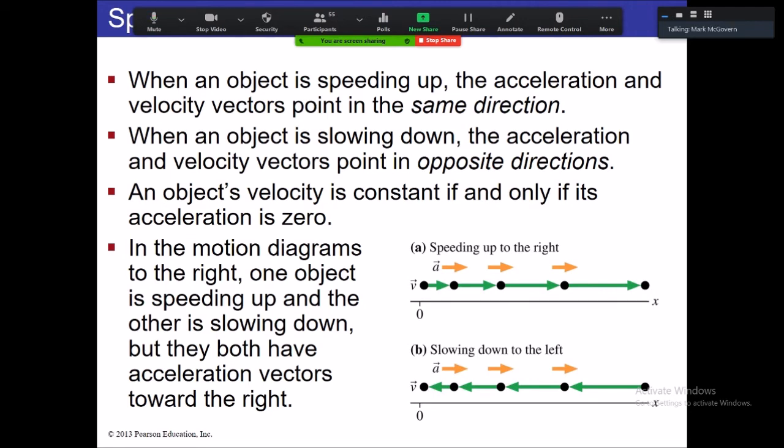Yes, we know speeding up means you go faster. Fine. But from this motion diagram vector standpoint, that's how you ultimately will know if an object speeds up or slows down. What are the acceleration and velocity vectors doing? Are they together or are they opposite? And that's it. That's speeding up and slowing down.